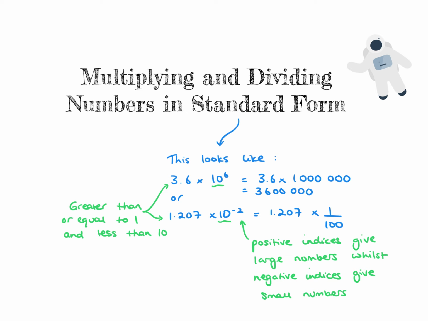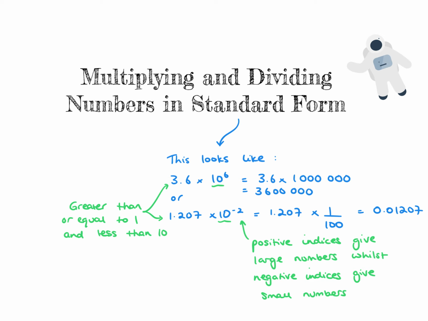Similarly, let's look at 1.207 times 10 to the power of negative 2. 10 to the power of negative 2 is the same as 1 over 10 squared. So we're going to be multiplying 1.207 by 1 over 10 squared, or 1 over 100. This is the same as dividing 1.207 by 10 once and then twice, which gives us 0.01207. And so one method we have to multiply or divide with the numbers written in standard form is to simply convert them into ordinary numbers and then deal with those.